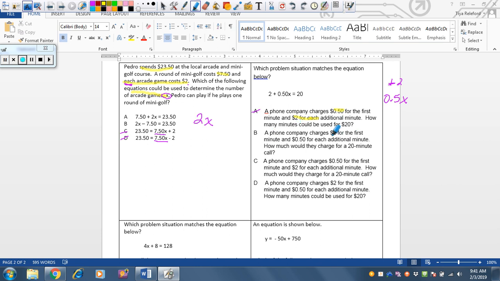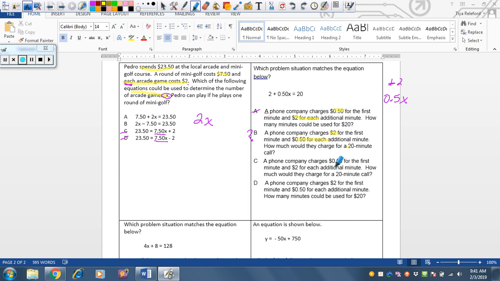A phone company charges $2 for the first minute and 50 cents for each additional minute. How much will they charge for a 20-minute call? I'm going to put a question mark on this one because I do have a plus 2 and I do have a 50 cents. I'm just not sure about the 20-minute thing.